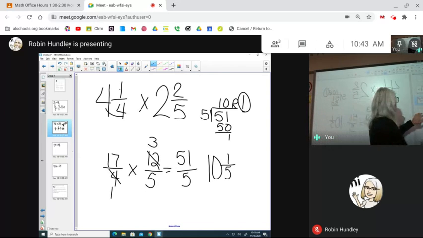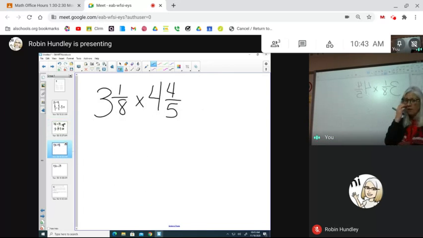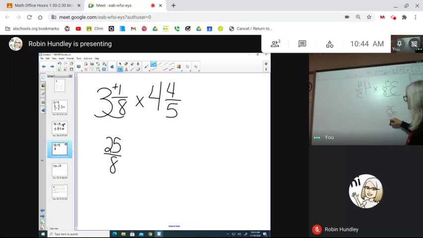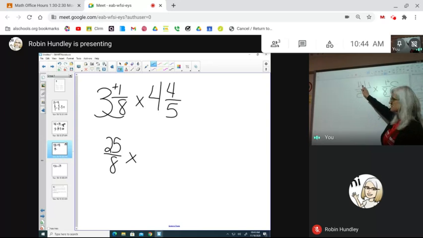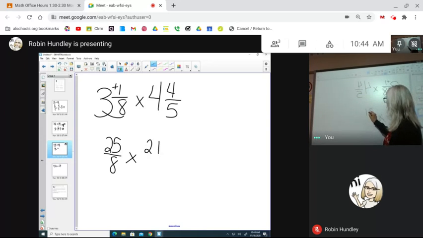I'm going to do number 3 with you and number 4, and then I'm going to turn you loose to work on your own. Number 3 says 3 1/8 times 4 4/5. Again, convert mixed numbers to improper. 3 times 8 is 24, plus 1 is 25. And the denominator stays 8. Times 5 times 4 is 20, plus 4 more is 24, and the denominator stays 5ths.